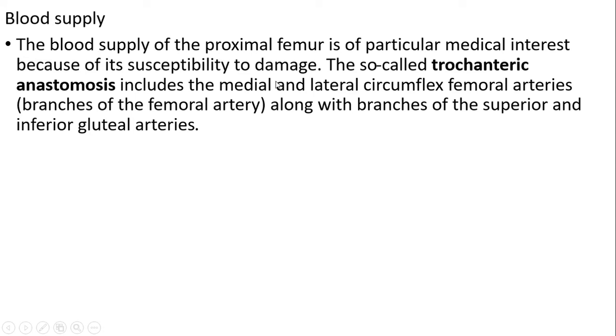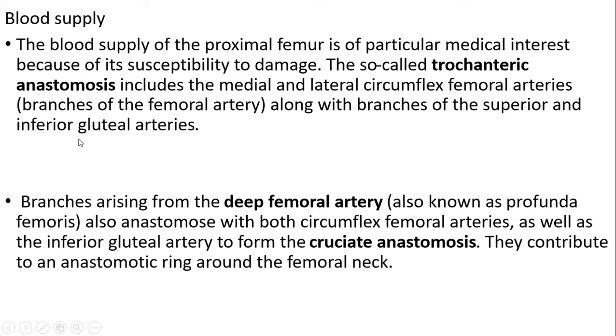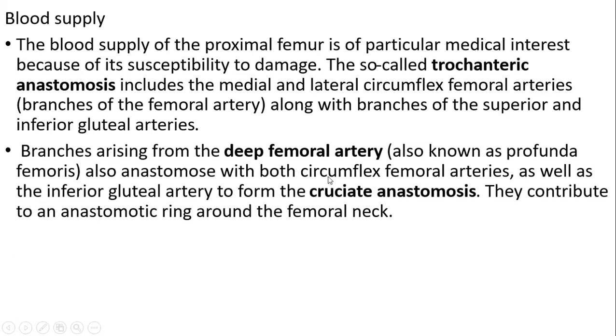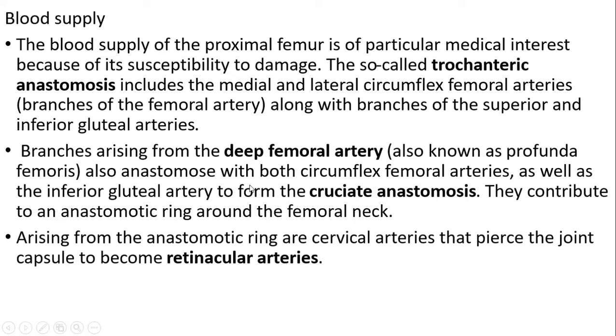So it is called the trochanteric anastomosis, including the medial and lateral circumflex femoral arteries, that is the branches of the femoral artery, along with branches of the superior and inferior gluteal arteries. The branches arising from the deep femoral artery, also known as profunda femoris, also anastomose with both circumflex femoral arteries as well as the inferior gluteal artery to form the cruciate anastomosis. They contribute to the anastomotic ring around the femoral neck. Arising from the anastomotic ring are cervical arteries that pierce the joint capsule to become retinacular arteries.